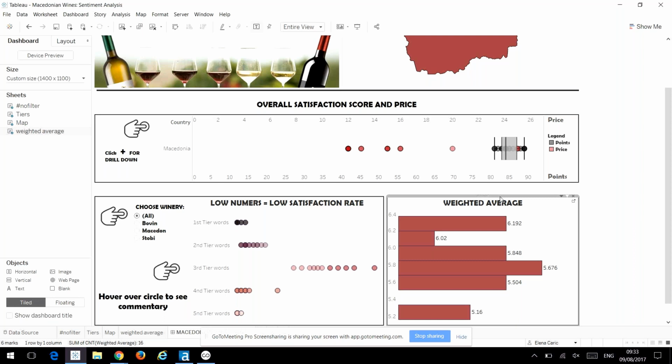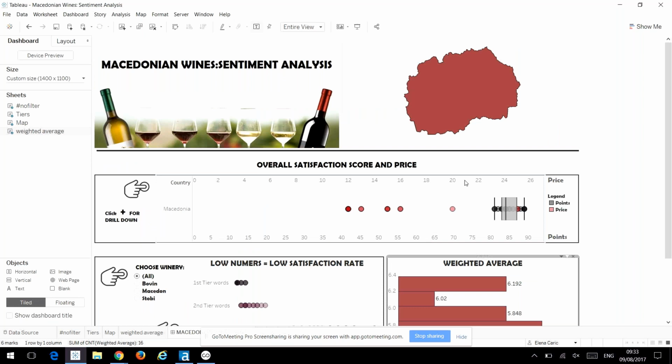Okay. So you probably need to categorize them differently then. Instead of saying first tier words, you could say highly satisfied or something like that. You could rename them so they actually make more sense to people. Because if I'm looking at this and I don't know anything about wine, which I don't, I don't know what first tier words means. So I think it's just a bit of context as well.